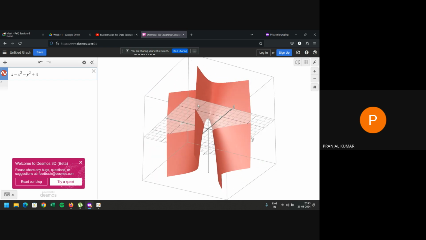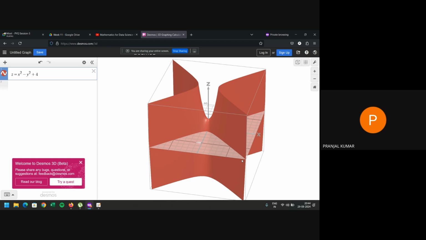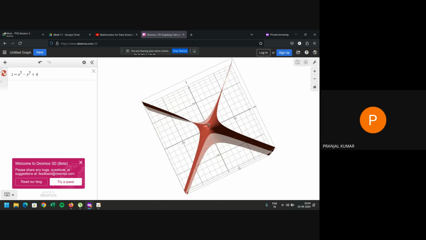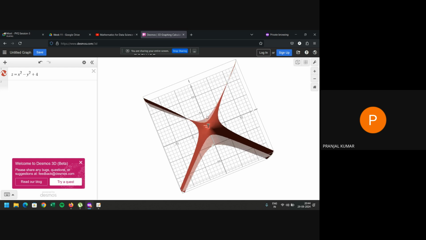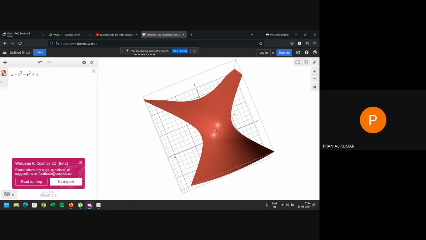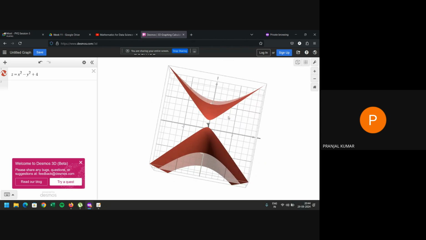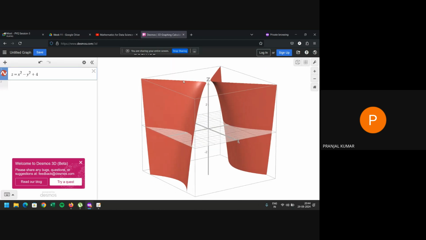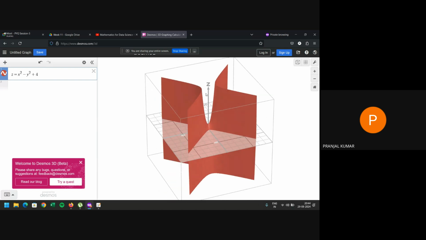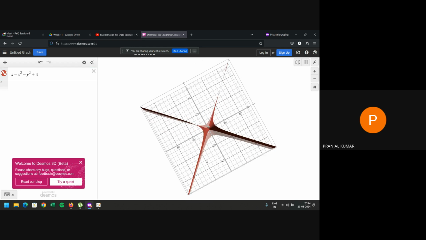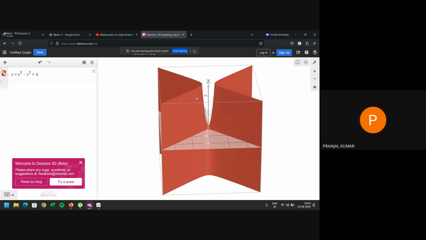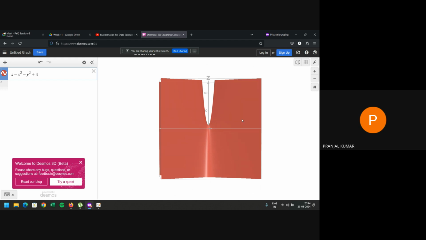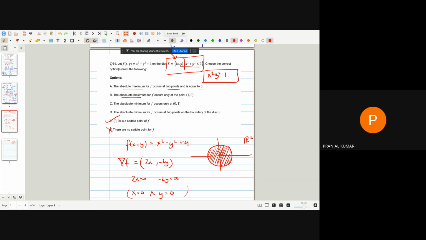Okay, so this is the graph of the function, and it has been restricted to a circle. Okay, so can you see the function? Yes, sir.